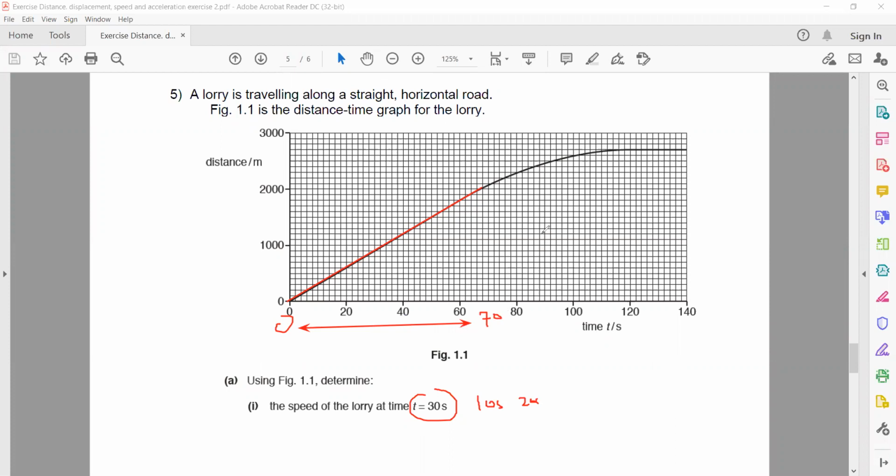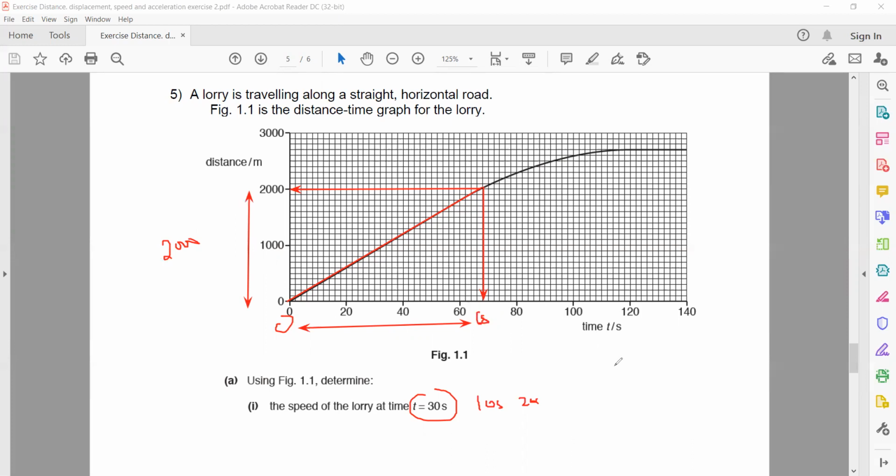So how can we determine the speed? We'll find the distance. It started with 0 and ended at 2000. So the distance covered is 2000. And what about the time interval? When I check this time axis, each box is representing 2. So this is 62, 64, 66 and 68. So the time interval is 68.